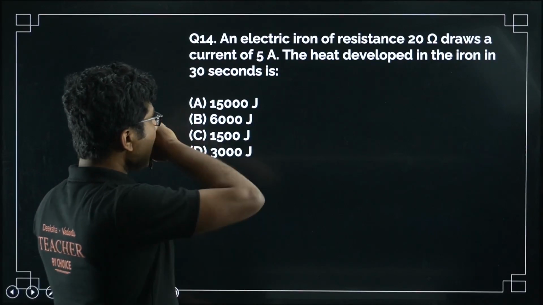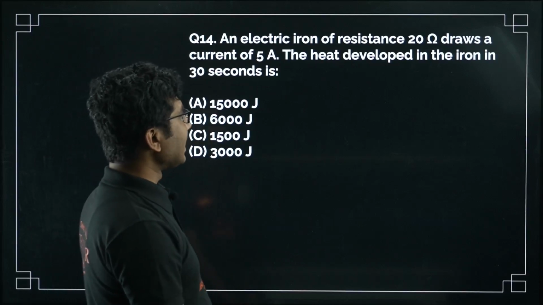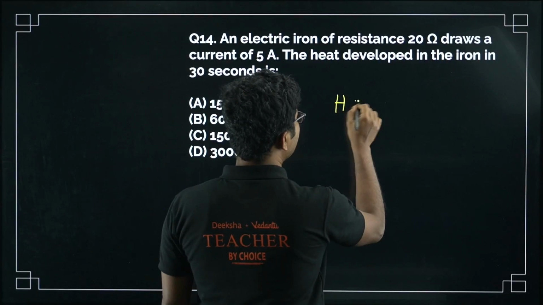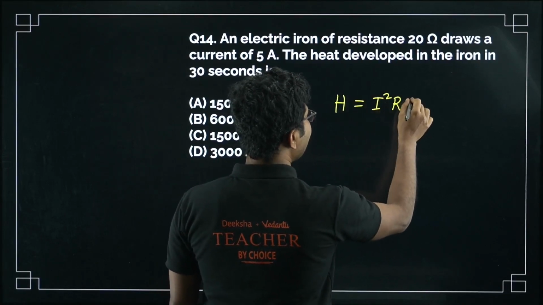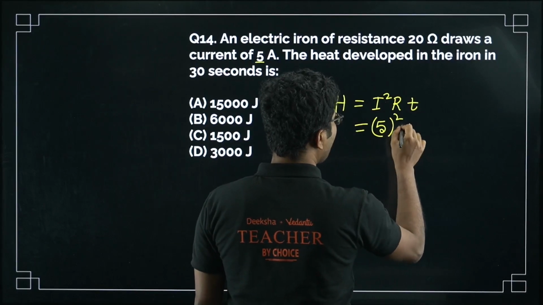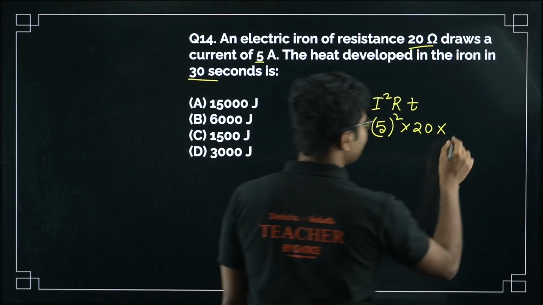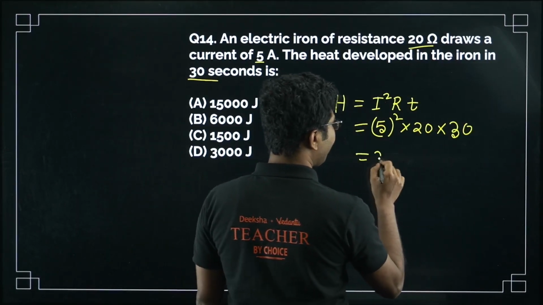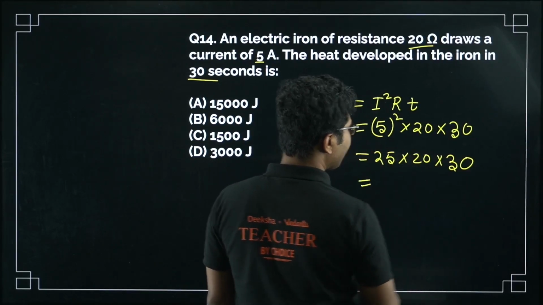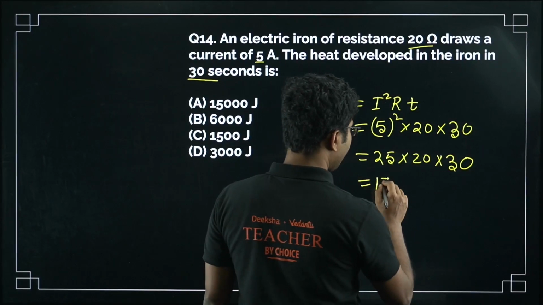Question number 14. An electric iron of resistance 20 ohm draws a current of 5 ampere. The heat developed in the iron in 30 seconds is? So Joule's law of heating: H equals I square R T. I is given as 5 ampere, so 5 square, R is given 20 ohm, and T is given 30 seconds. So it will be 25 into 20 into 30. So it will be 500 into 30.